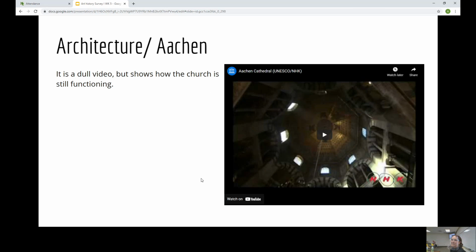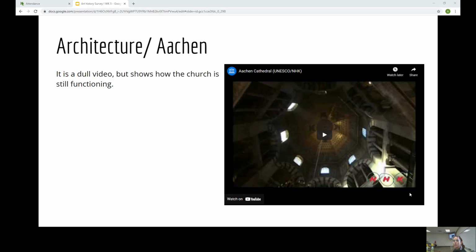Okay, that does take us into architecture. Like I mentioned earlier, Charlemagne does commission a lot of churches, such as Aachen, which was one of the main churches that he particularly attended. And it's the one we're going to look at today.